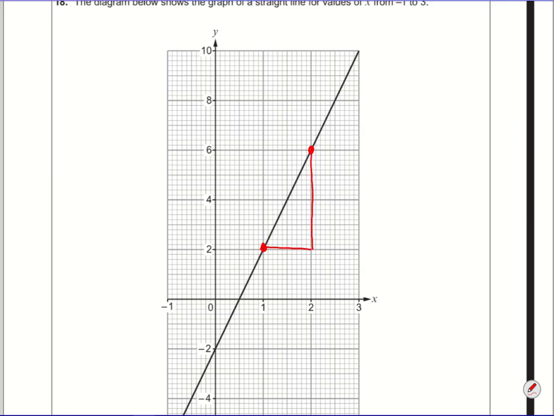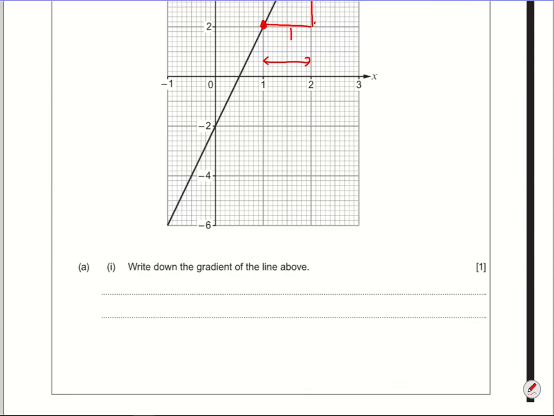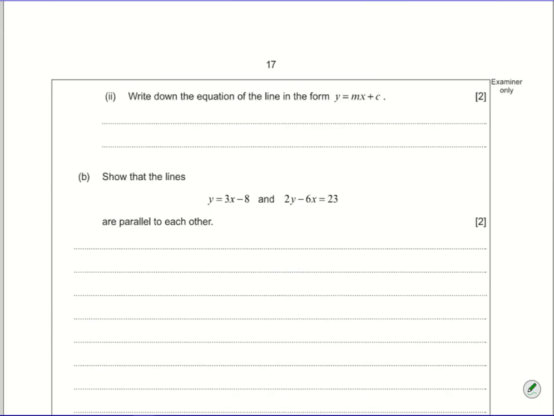Draw a right angle triangle underneath, and to find the gradient we are doing height divided by width. So we're going from 2 to 6, so our triangle is 4 tall, and we're going from 1 to 2, so that's 1 wide, so our gradient is 4 divided by 1. 4 divided by 1 is 4, so our gradient is 4. Our intercept, which we'll need for the next bit, where we cross the y-axis, is minus 2, so the equation of this line is 4x minus 2. Okay, gradient first, intercept second, 4x minus 2. The x part is always the gradient.